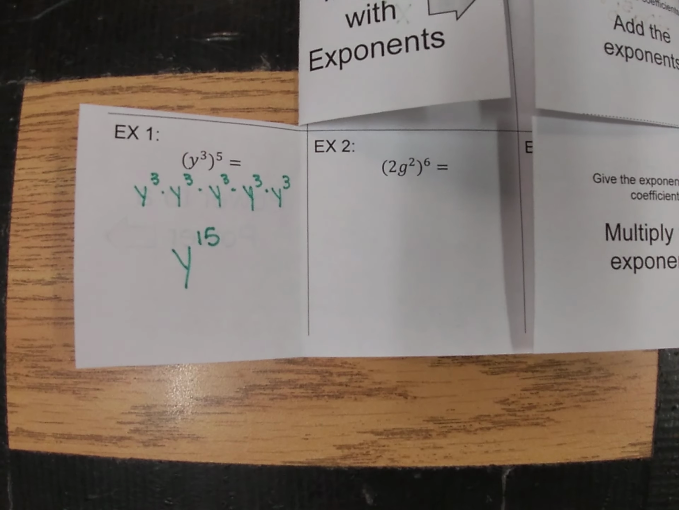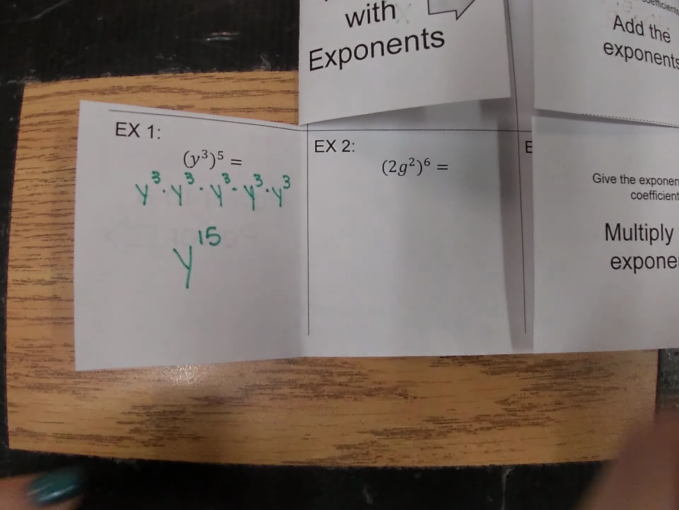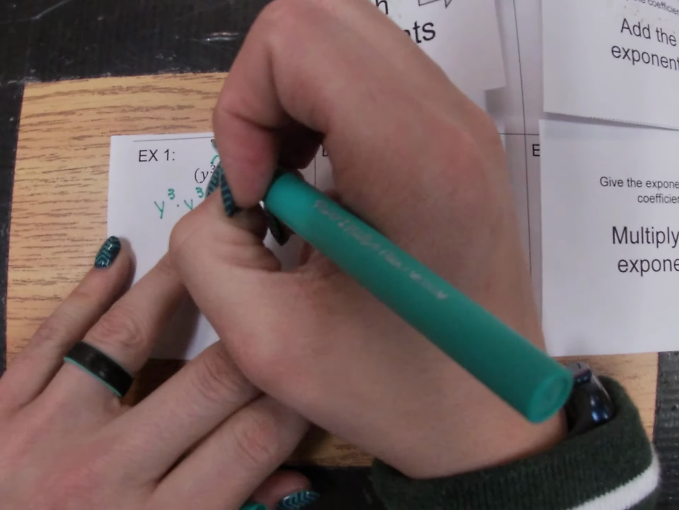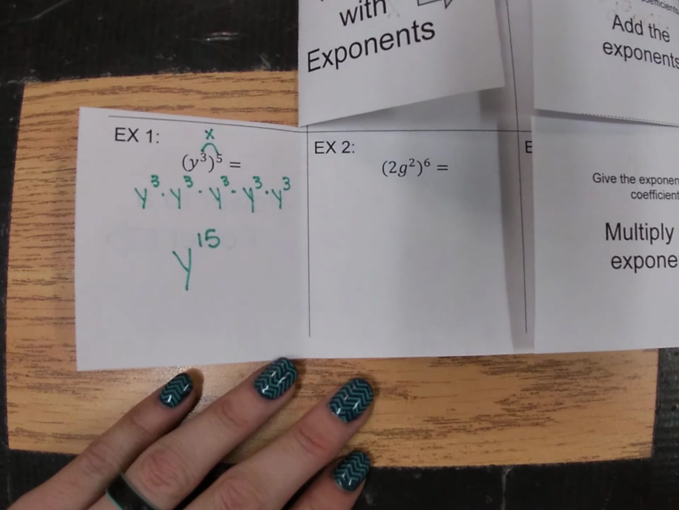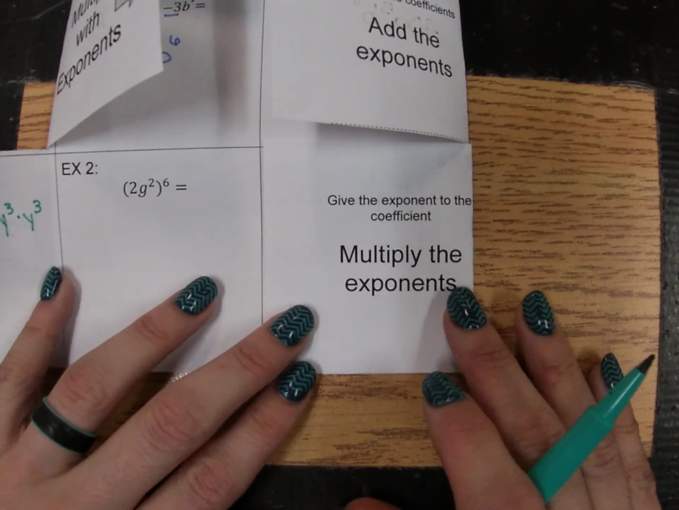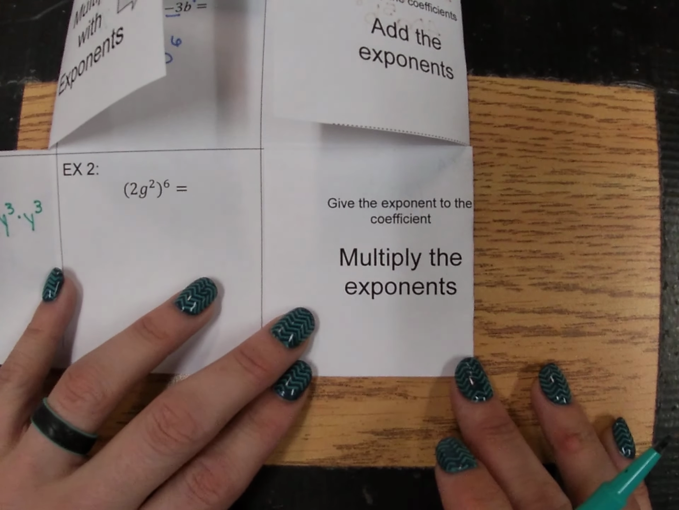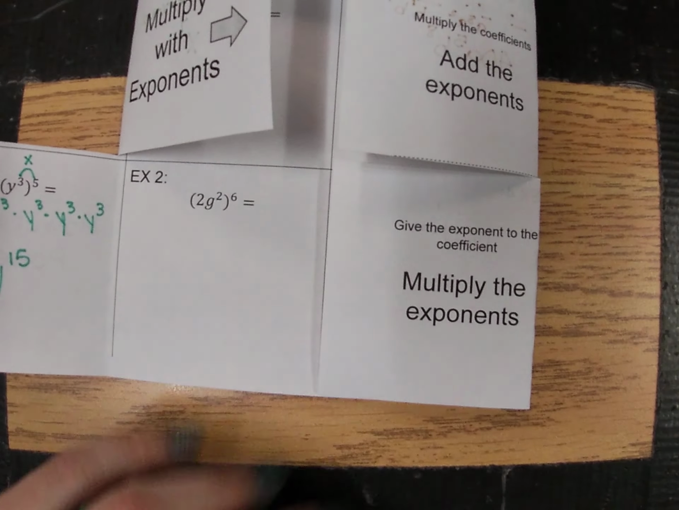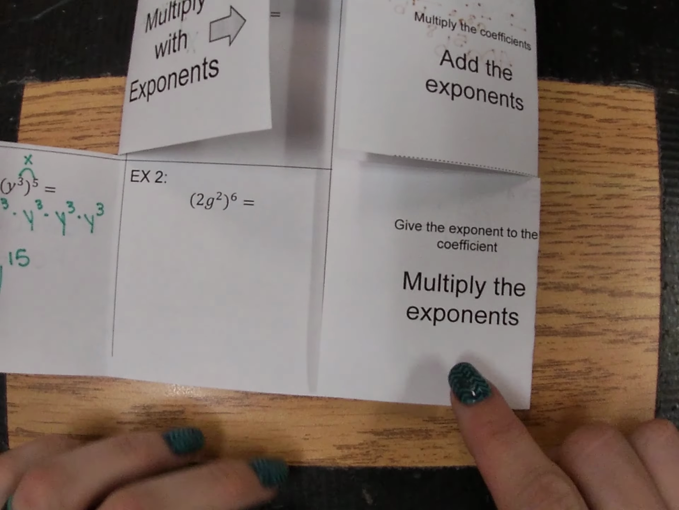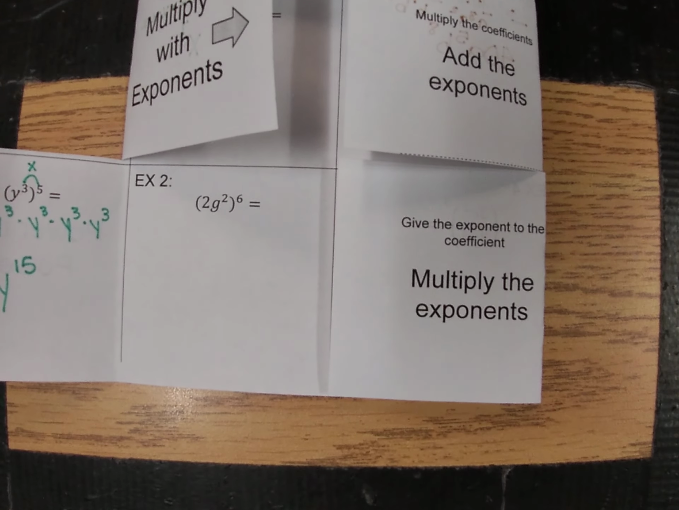But are we actually going to want to go through and write that out and then add them all up, especially as the exponents might get bigger? That could be a really big pain. So what does it really look like is happening? Well, to get that 15, we're just multiplying that 3 times the 5. And so that's exactly what our property is going to tell us to do. Now, the key here that my students really struggle with is they're okay with multiplying the exponents. It's making sure that we understand we need to still give the exponent to the coefficient.